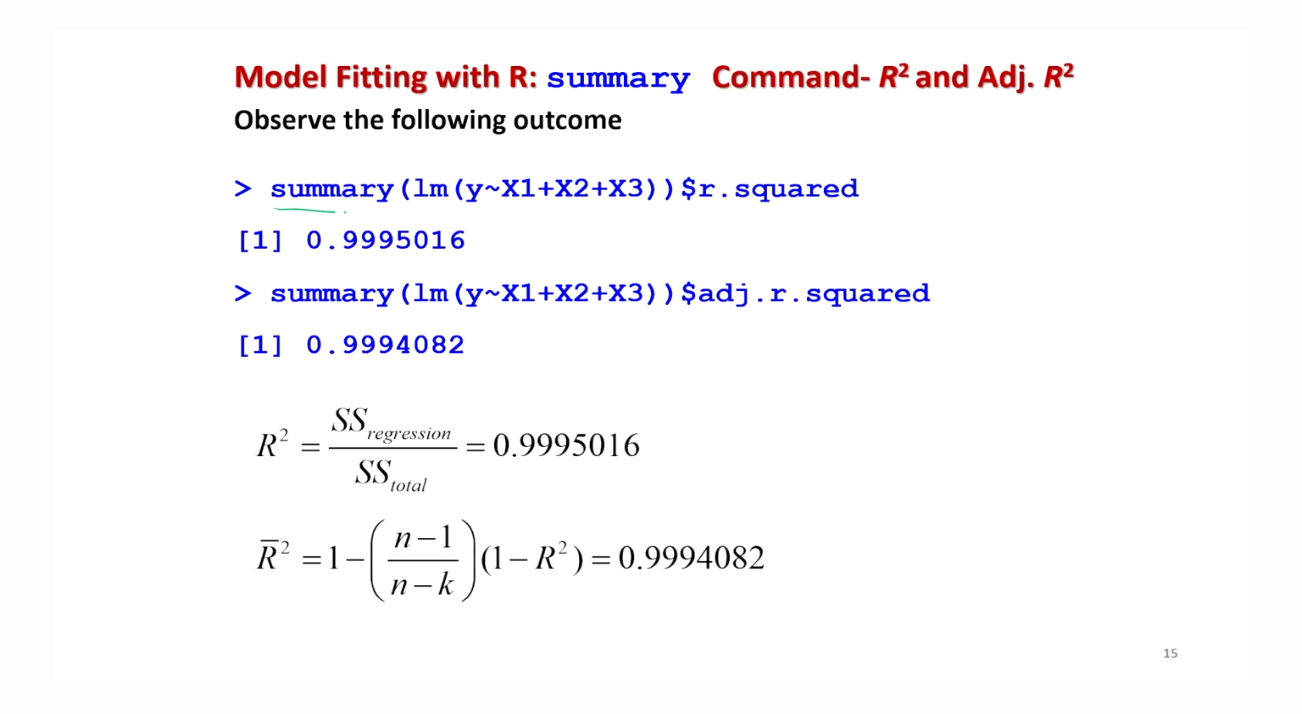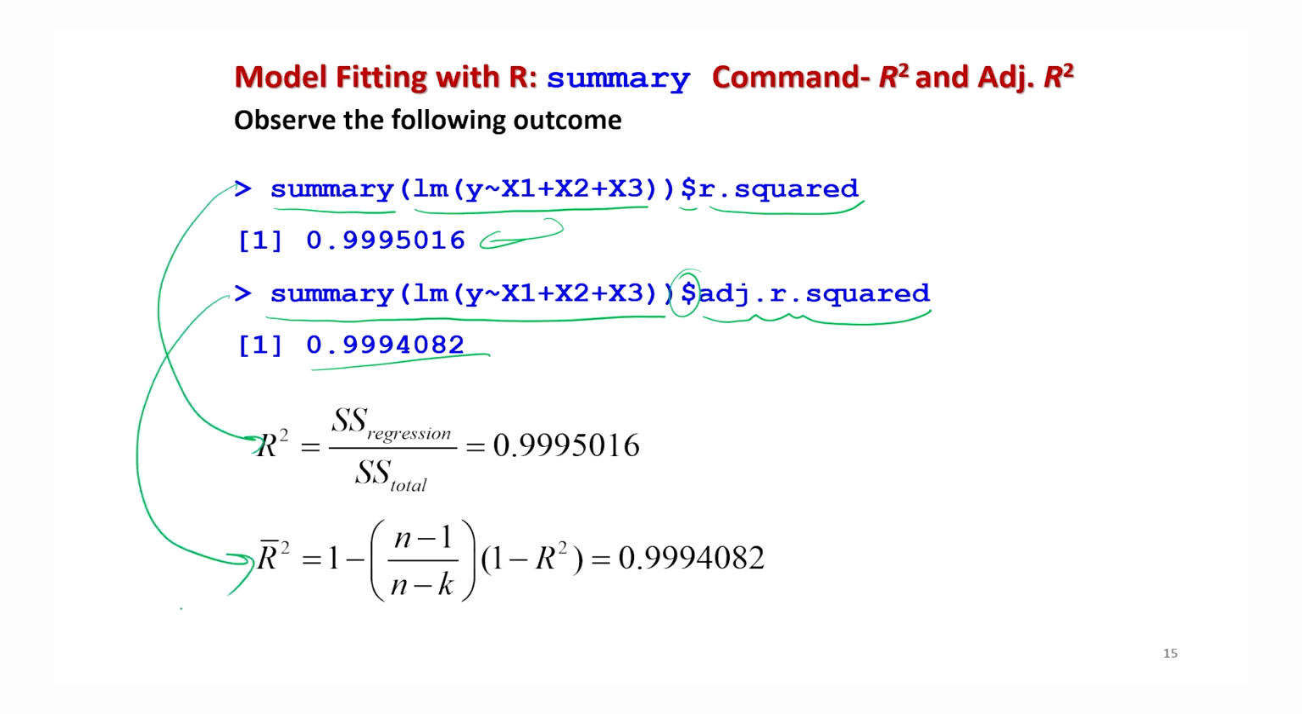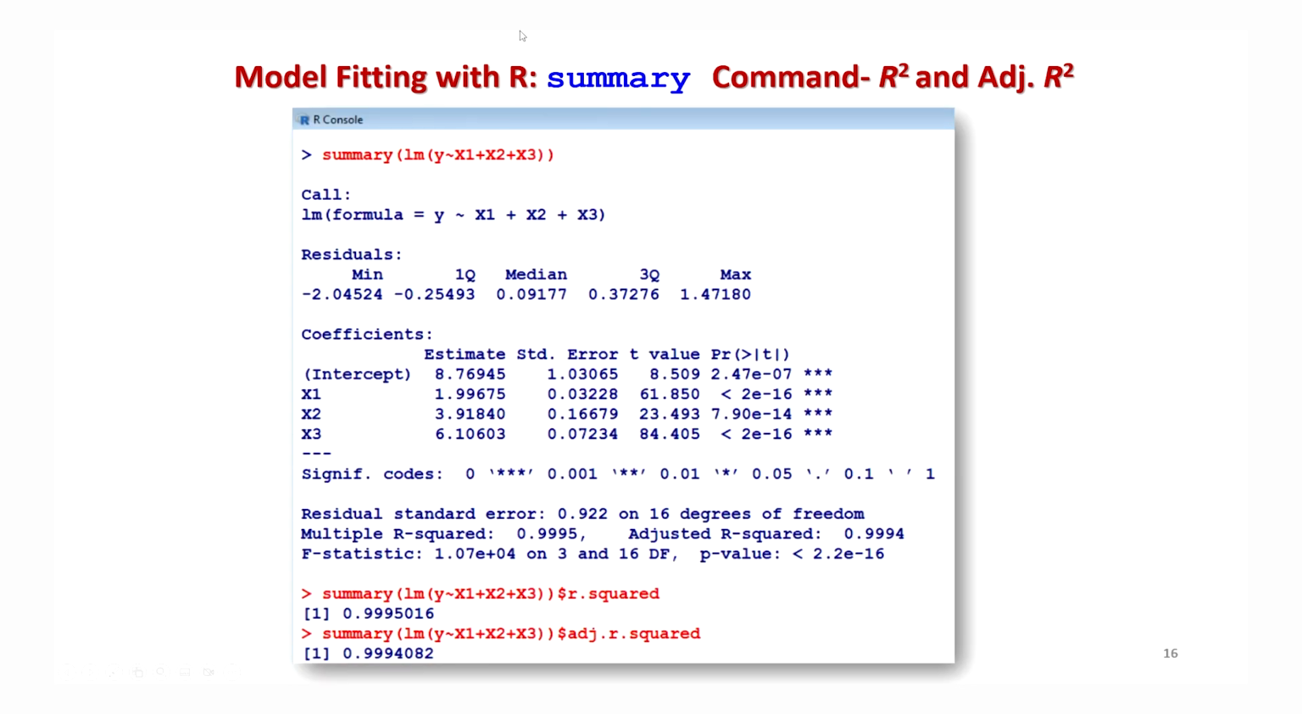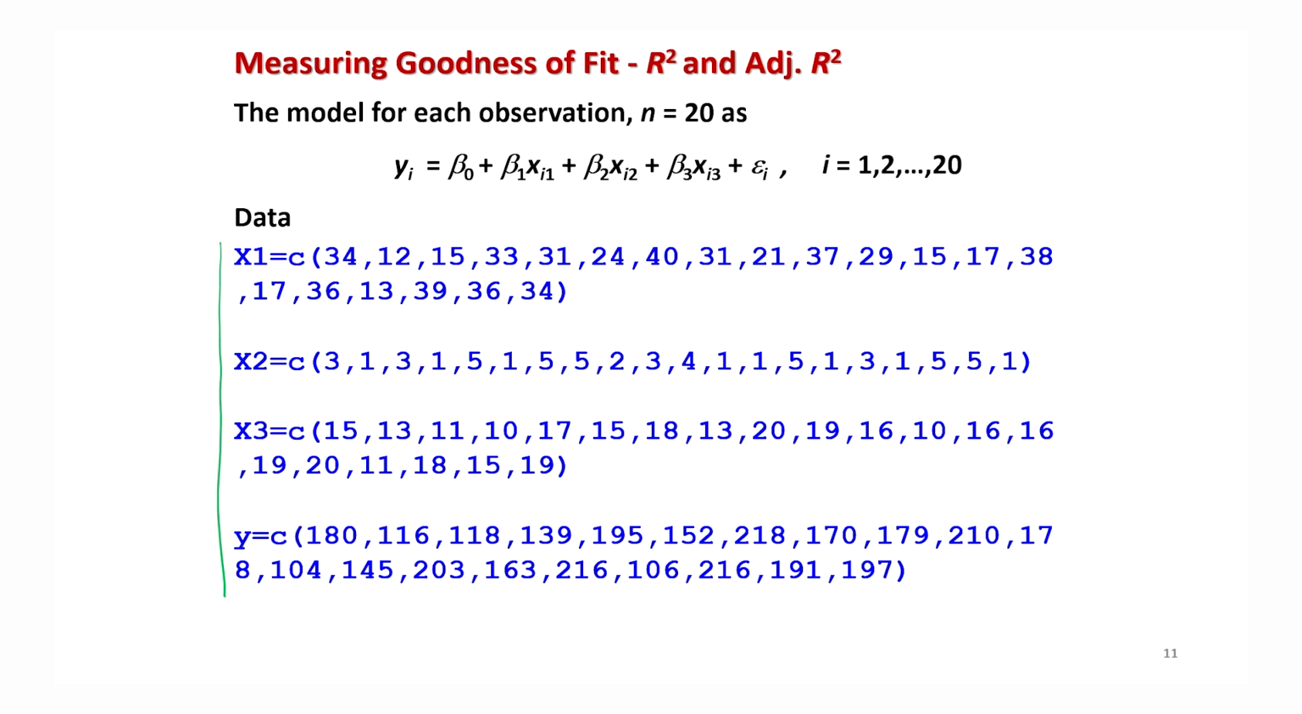And if you only want to find out the value of this R square, then as I said, you simply use the command summary, then lm y tilde x1 plus x2 plus x3 and dollar r dot squared, which will give you the value 0.9995016. And if you want to get the adjusted R square, then you use the summary command with the lm command with the dollar adj dot r dot squared, and you will get this value. So this will give you this R square, and this summary command will give you this value, right? You can see it is not very difficult, and I have obtained this here, but anyway I will try to show you it on the software also, right?